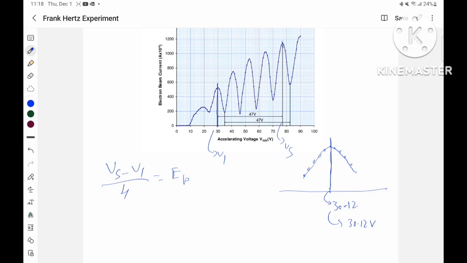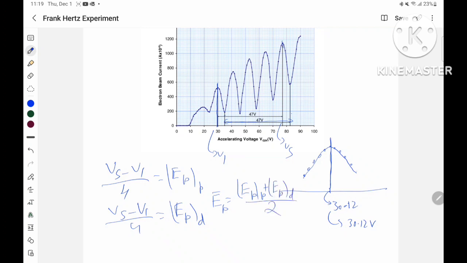Now you have to do the same thing for the dips as well. So find out the first dip here and the 5th dip here, and take this difference. Whatever is the difference, you find out V5 minus V1 by 4, that gives you again EP. So this is from the peak and this is from the dip, and take the average excitation potential by taking the average of EP peak plus EP dip by 2.